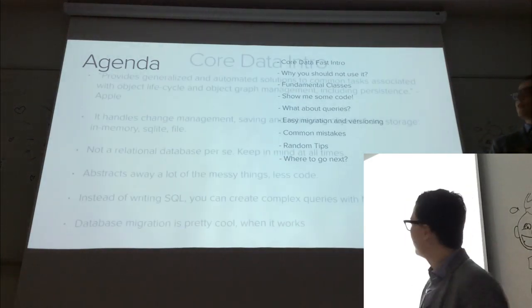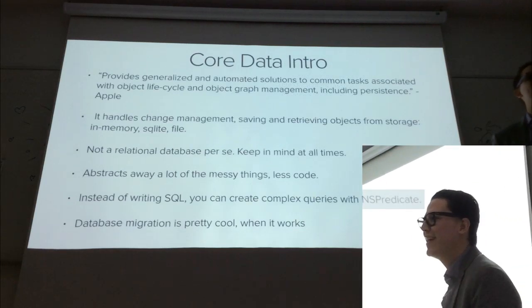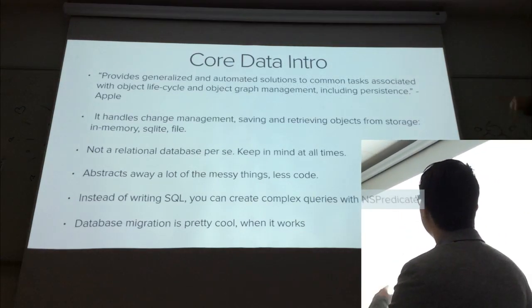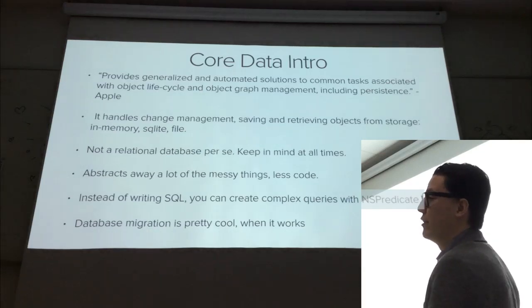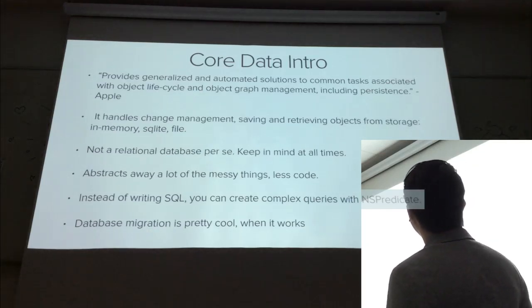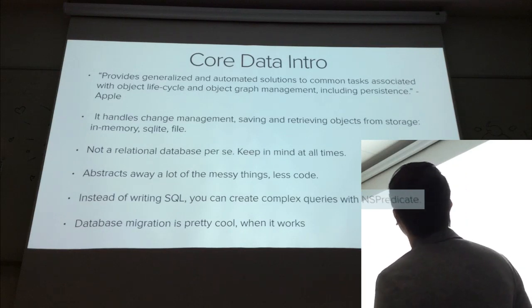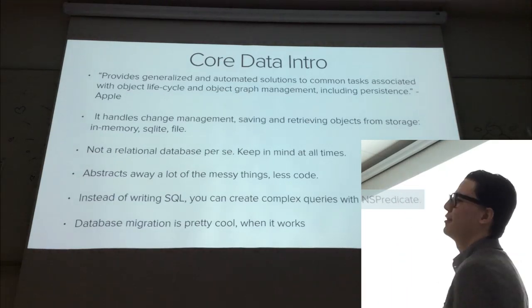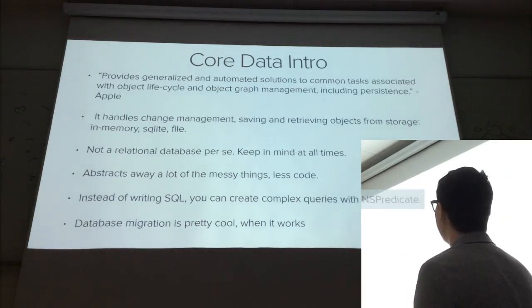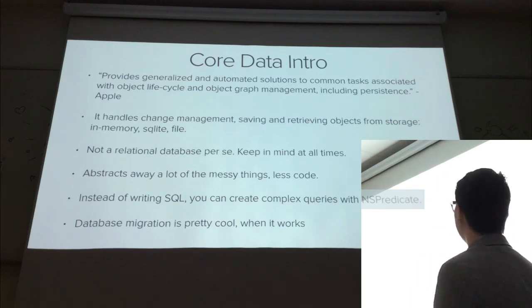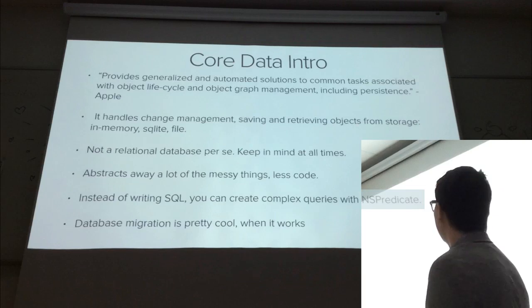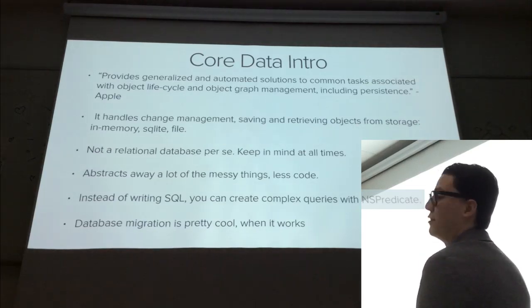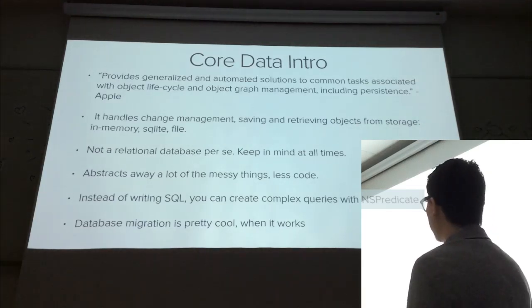So really, what is Core Data? I copied this from the Apple Docs because it's really weird stuff. It provides generalized and automated solutions to common tasks associated with object lifecycle and object graph management, including persistence. So it does a lot of stuff for you. It handles change management, saving and retrieving objects from different stores, which you can choose: in memory, SQLite, files like XML, or you can just go binary.